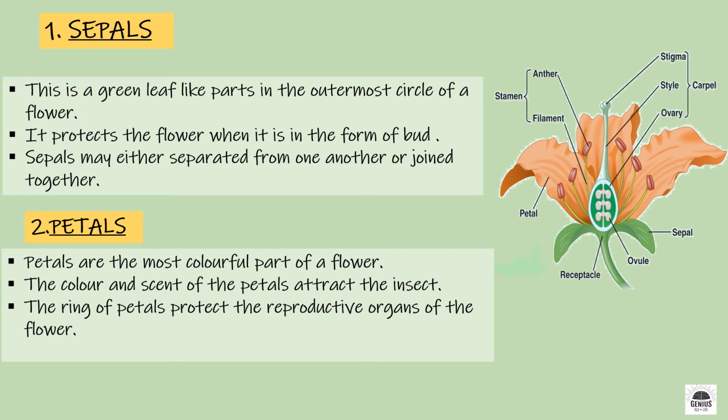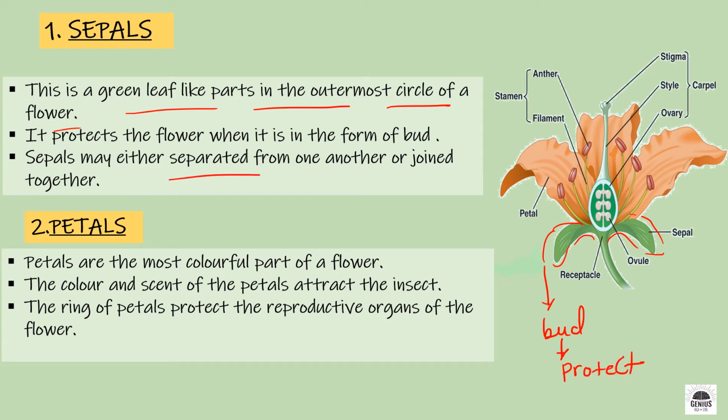Let's start with sepals. This is a green leaf-like part in the outermost circle of a flower. So this green leaf-like structure is called sepal, and this is the outermost circle of a flower. It protects the flower when it is in the form of a bud. Okay, so it protects the bud of a flower. Sepals may either be separated from one another or joined together.